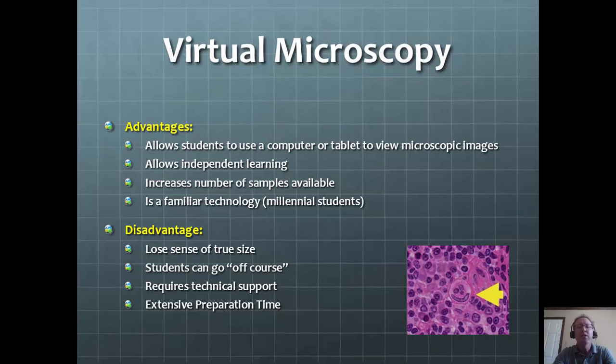Now, in regard to a specific example of simulation, we decided to talk about the role of virtual microscopy in medical education.